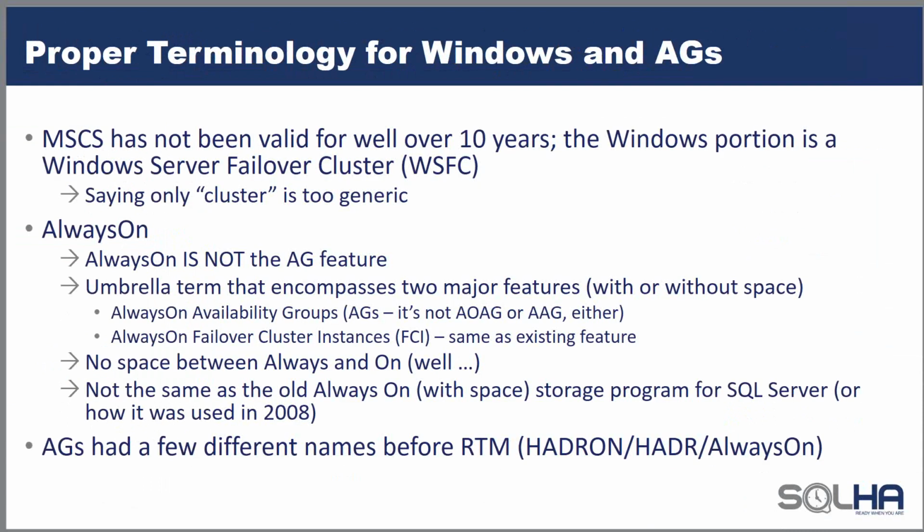Now, when it comes to Windows and availability groups, a lot of people on the Windows side still use MSCS. In fact, Microsoft does in the wizard for installing an FCI, and it drives me nuts. They refuse to fix it. I brought it up to them for about 10 years now. MSCS was last used in Windows Server 2000, to show you how old this is. The Windows part of a cluster is WSFC.